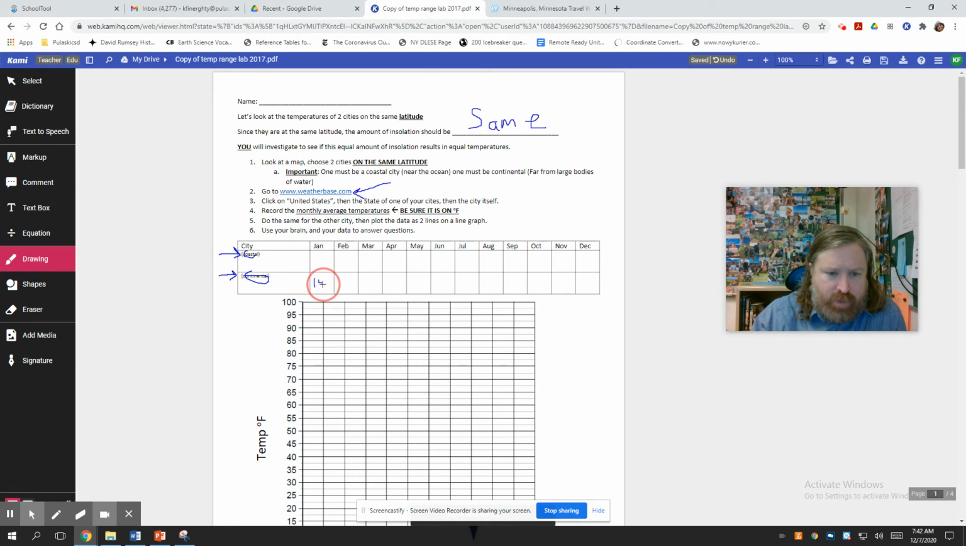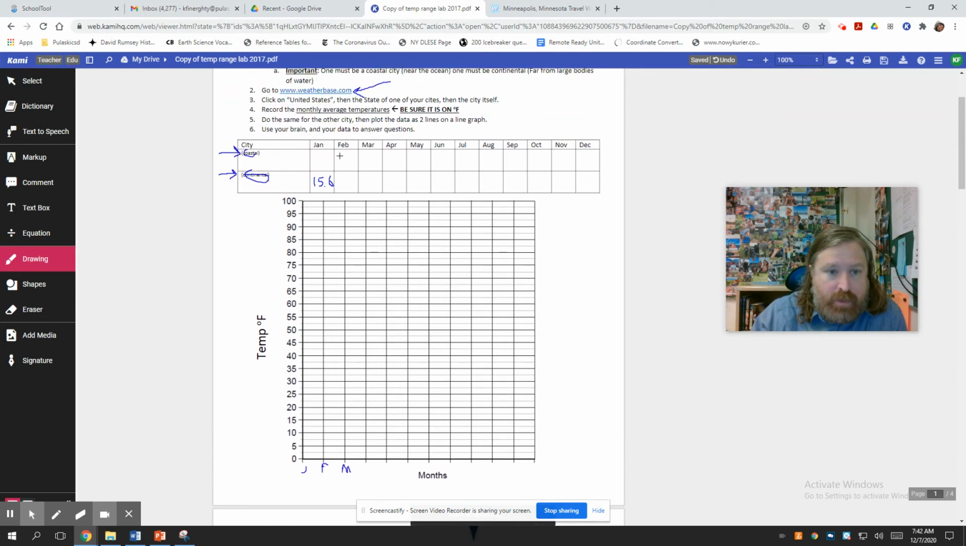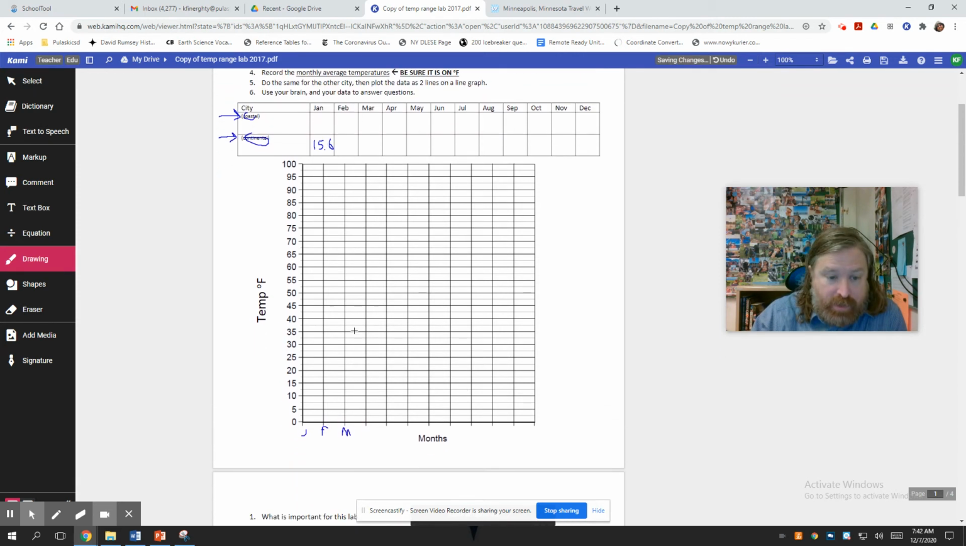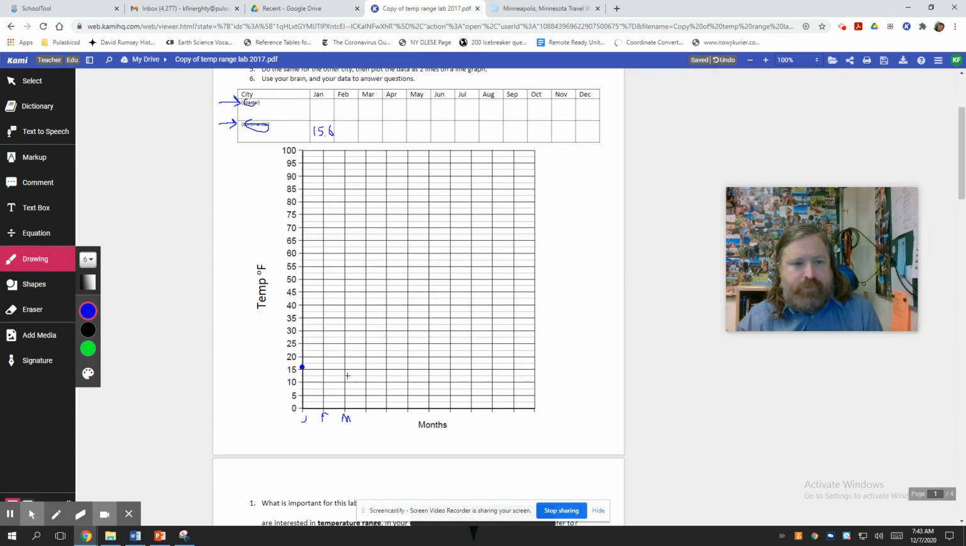So that would be what goes in here if you get Minneapolis. Down here, we'll do the months, January, February, March, and so on. And then when it comes time to plot, January would be 15.6. So January, 15.6. Remember, if you make these dots a little bit bigger, it just makes life easier. Right about there. I would color code it so you'll have one line that's blue. So we'll say these are blue. Whatever colors you choose, doesn't matter.